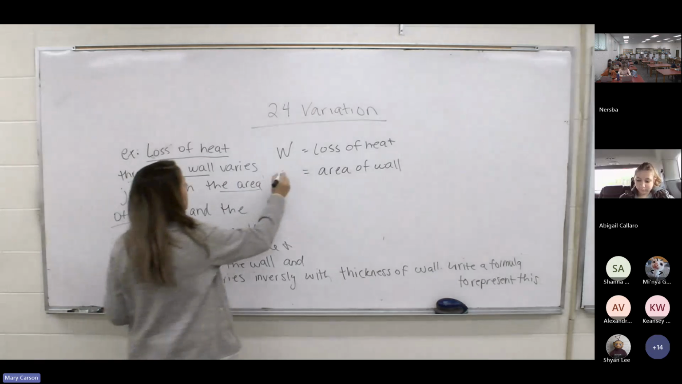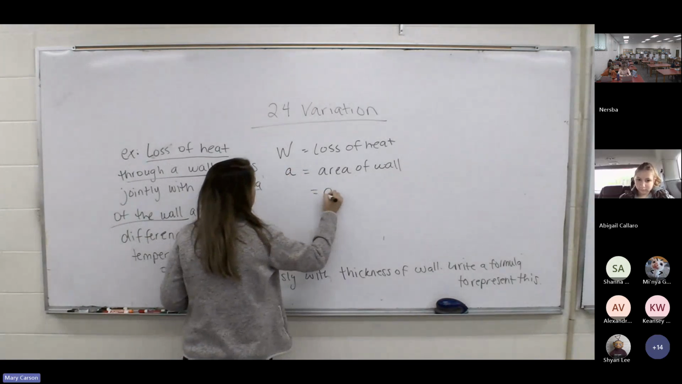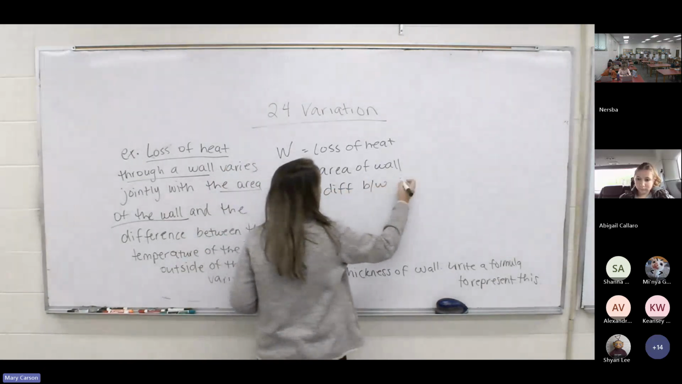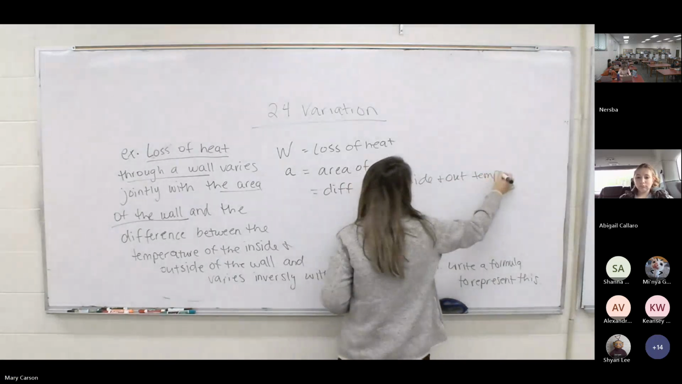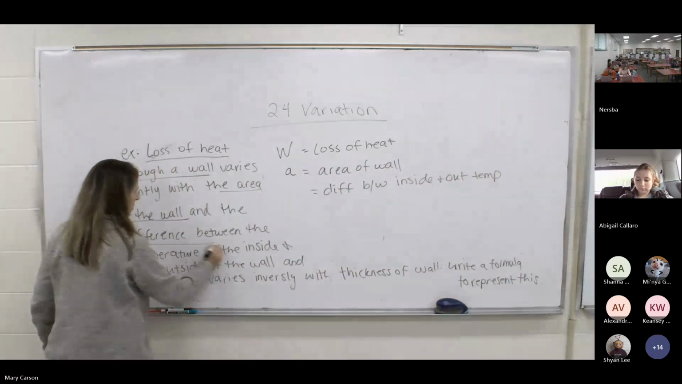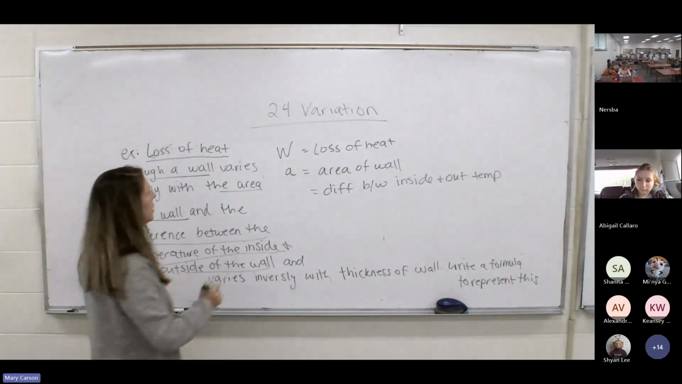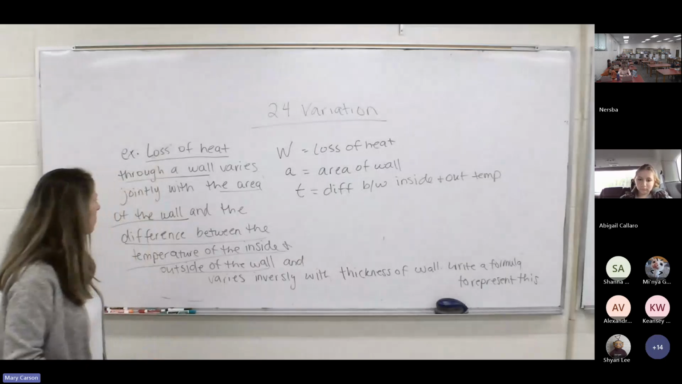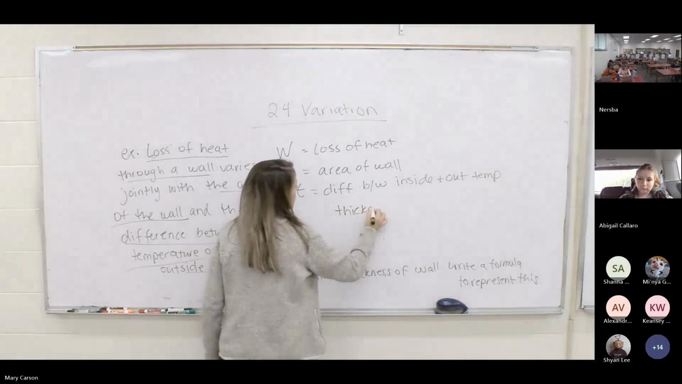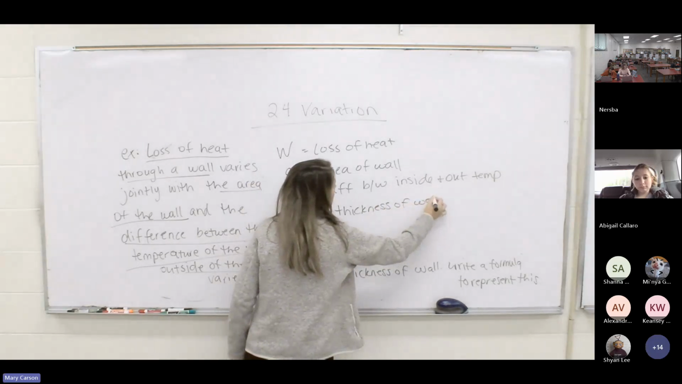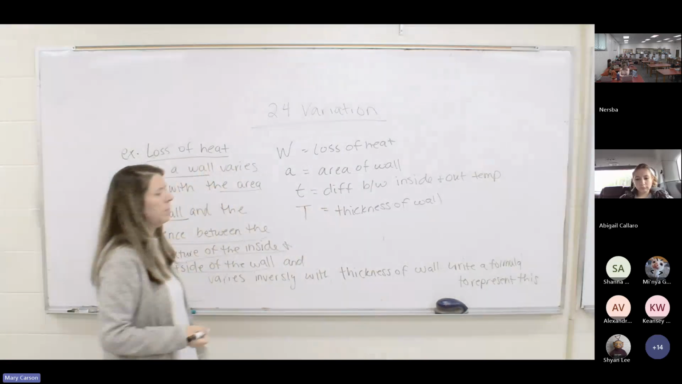Area, A, okay. And the difference between the temperature, so we've got the difference between inside and outside temp. I'll let that be little t, okay. And then it varies inversely with the thickness of the wall. Thickness of wall. We want that to be big T, okay. There we go, big T, little t.